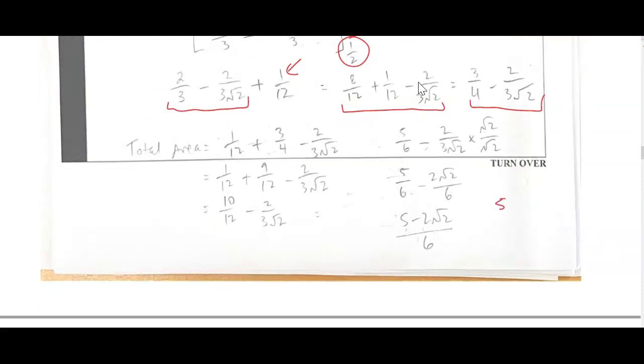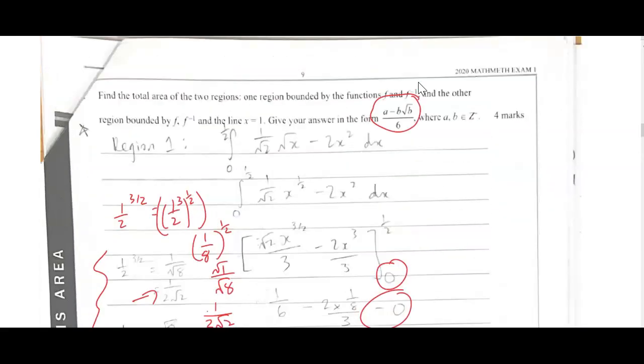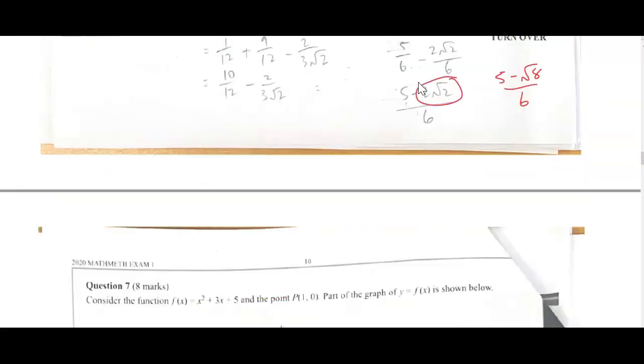So that means you couldn't leave it as 5 minus root 8 over 6. Okay, because the square root of 8 does have to simplify, as it asks in the question, to 2 root 2. All right, so quite a tricky question, but when you think about it, it is worth 4 marks. So quite a big question.